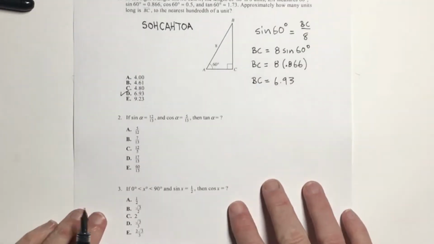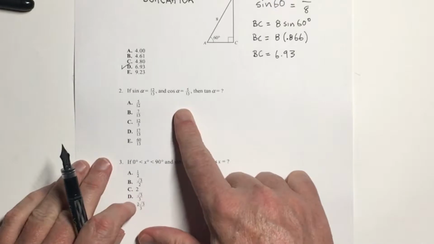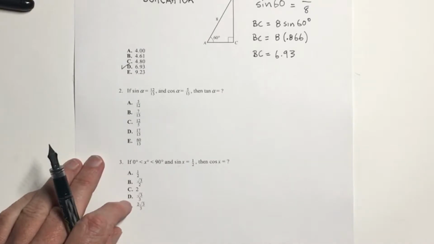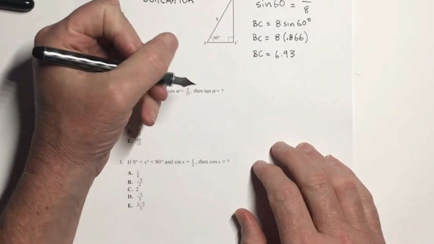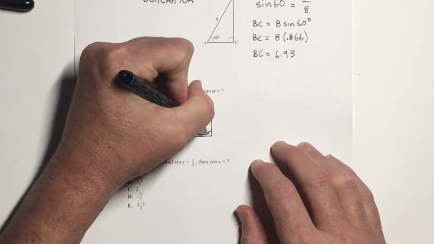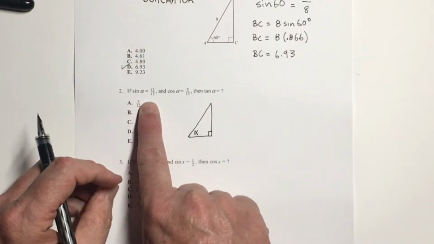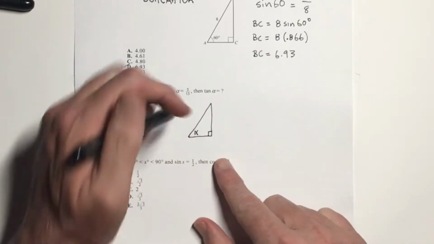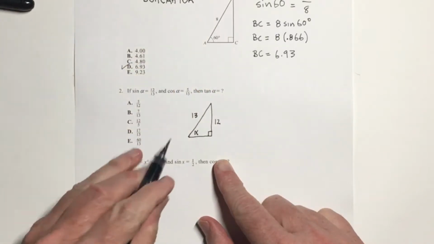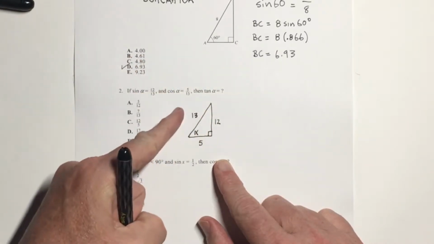Number 2, if the sine of alpha equals 12 over 13 and the cosine of alpha equals 5 over 13, then the tangent of alpha equals what? There's a couple ways we could do this problem. One would be to draw a triangle. So there's my triangle. I'm going to make that alpha. Now, the sine of alpha being 12 over 13 tells me that since sine is opposite over hypotenuse, this side must be 12 because it's opposite, and this is my hypotenuse of 13. Similarly, the cosine would be adjacent, which is 5, over 13, which is the hypotenuse.